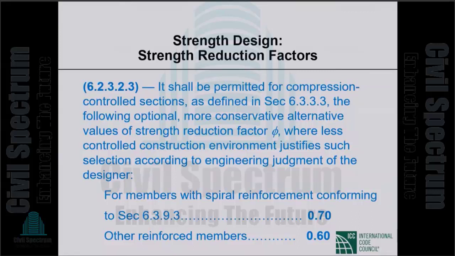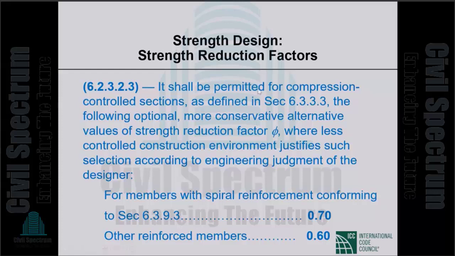Next is something that is in BNBC, not in ACI 318. It shall be permitted for compression control sections to use the following optional, more conservative alternative values of strength reduction factor phi, where less controlled construction environment justifies such selection according to engineering judgment of the designer. Spirally reinforced, you use 0.7 instead of 0.75, and non-spirally reinforced 0.6 rather than 0.65.